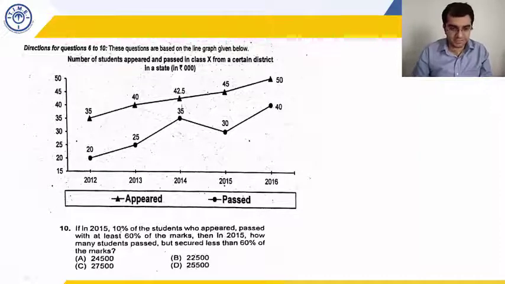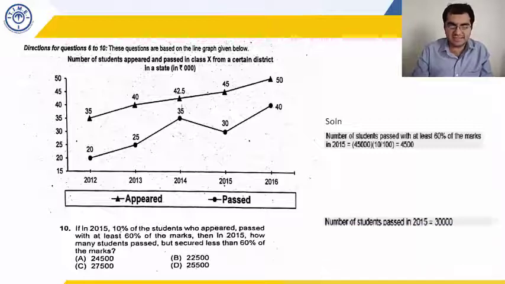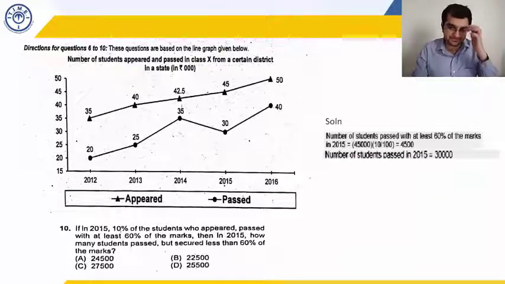Okay, so let's see what we have over here. So basically in 2015, 10% of the students passed with at least 60 marks. So 2015, 45,000, 10% is 4,500. If 10% of them passed with at least 60% of the marks, that means the remaining people would have secured less than 60% marks.